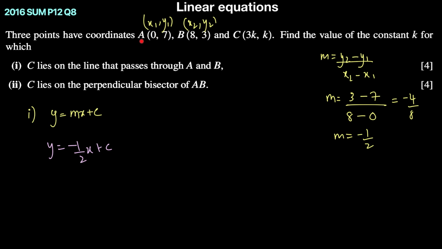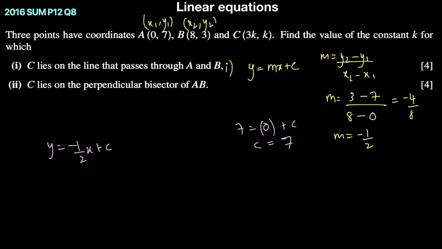Now if we plug in either of these points, we can calculate the value of c, because both of these points will satisfy this linear equation. We don't really need to do that here, because they've already told us that when x is equal to 0, y is equal to 7. So this is actually the y-intercept. In other words, c is equal to 7. If I plug in the point A, I get 7 is equal to minus 1/2 times 0 plus c, and I get c is equal to 7. So my linear equation is y is equal to minus 1/2 x plus 7.